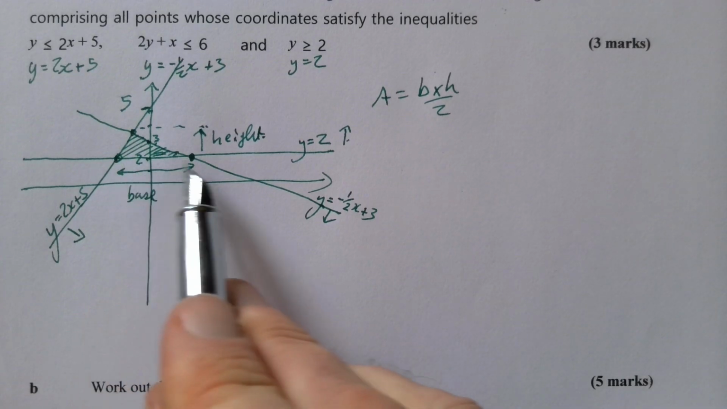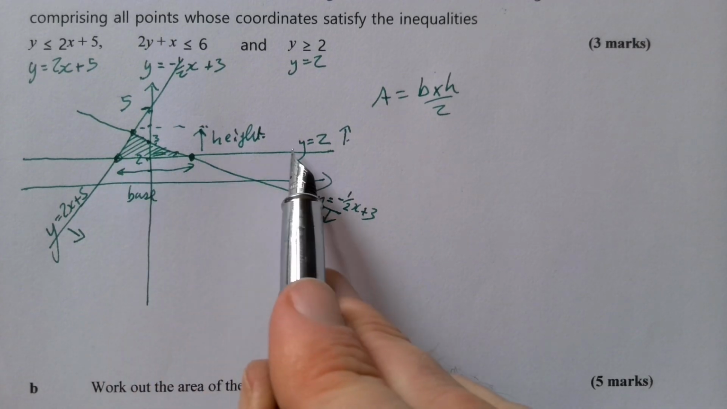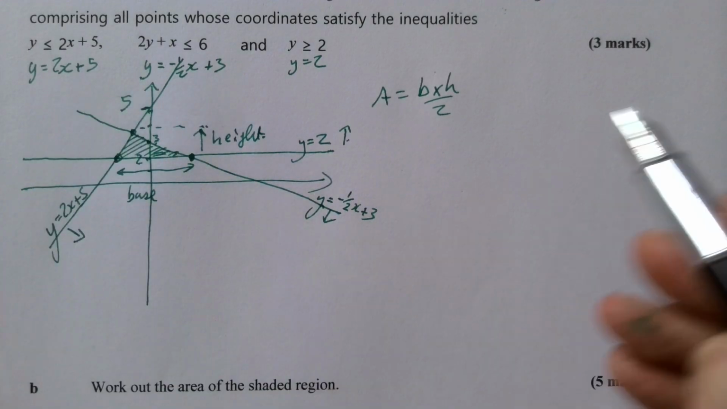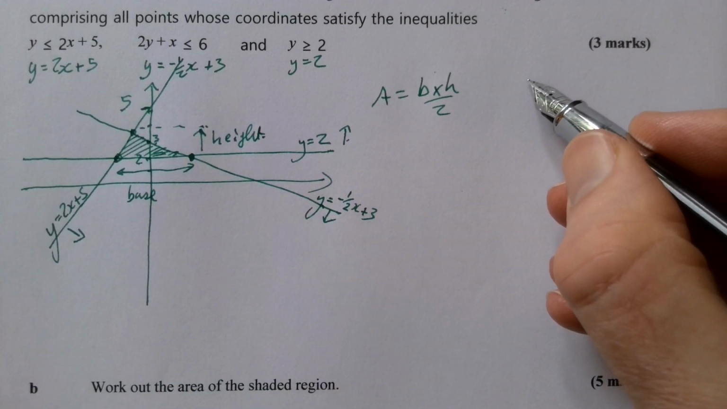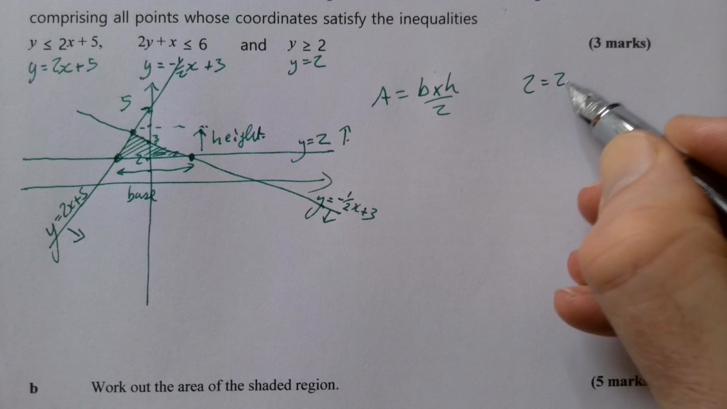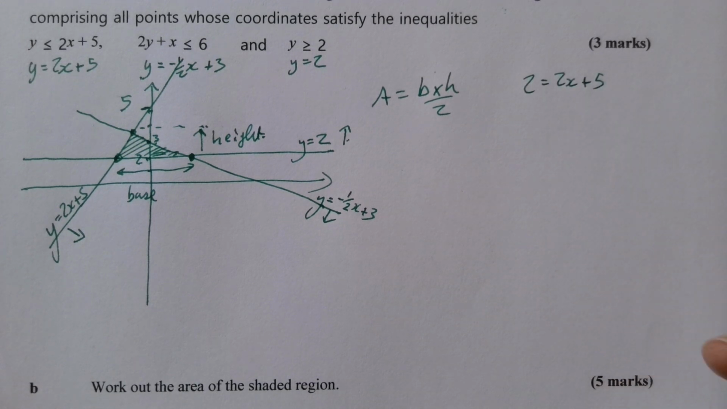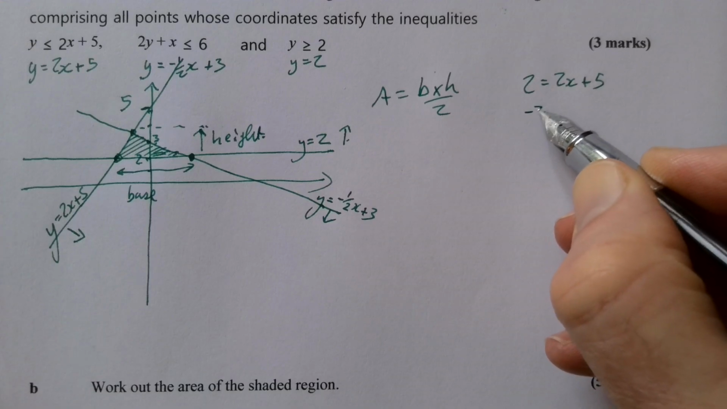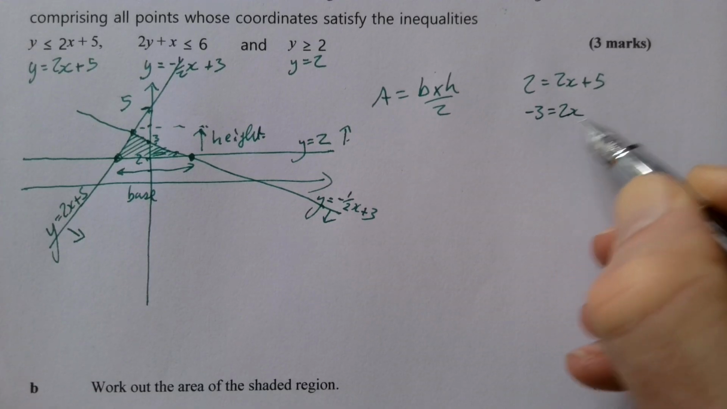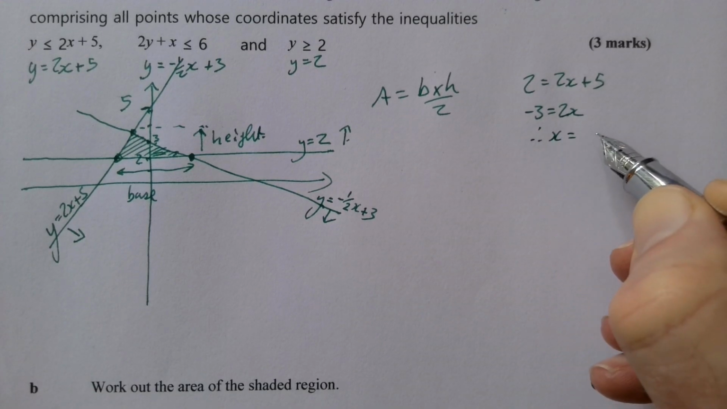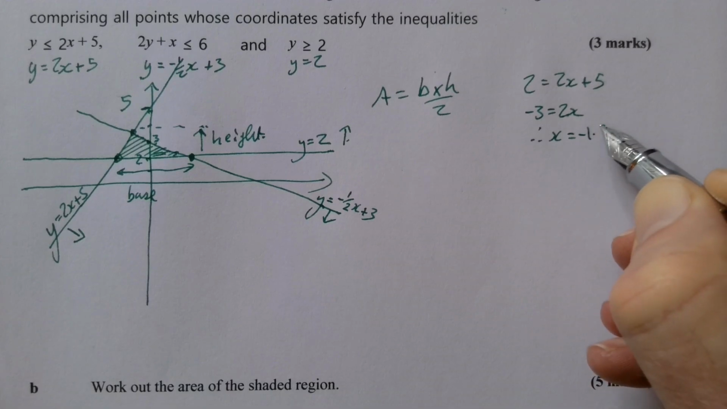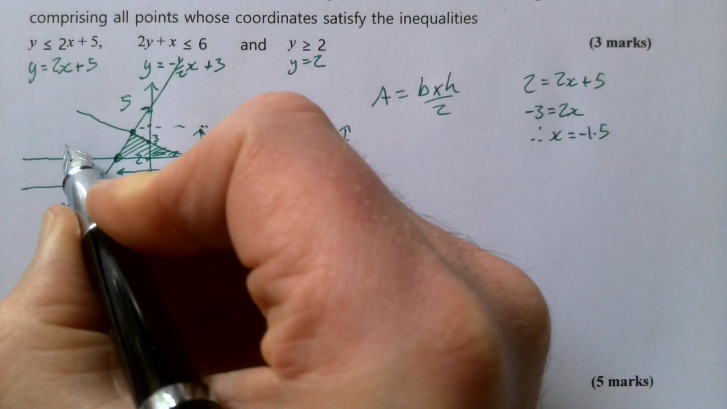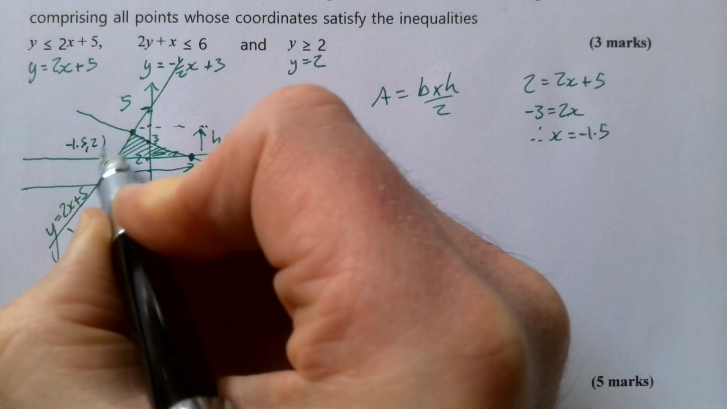So let's do the bottom 2 first. They're the easiest because we know that our y value is 2. So we just need to substitute y as 2 into both of these. So 2 equals 2x plus 5, instead of y equals 2x plus 5. Take 5 from both sides. Negative 3 equals 2x. Therefore x equals negative 1.5. So that is the point negative 1.5, 2.